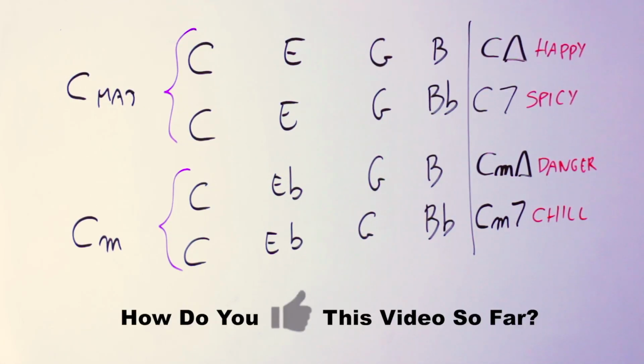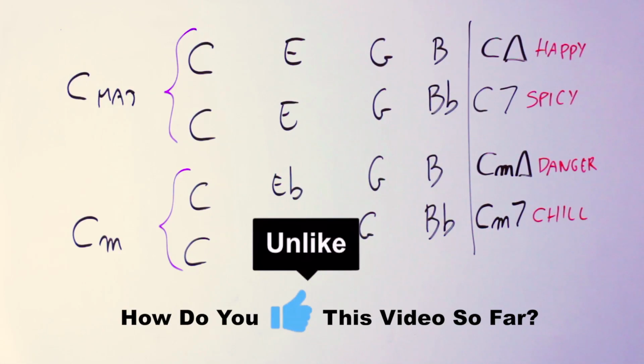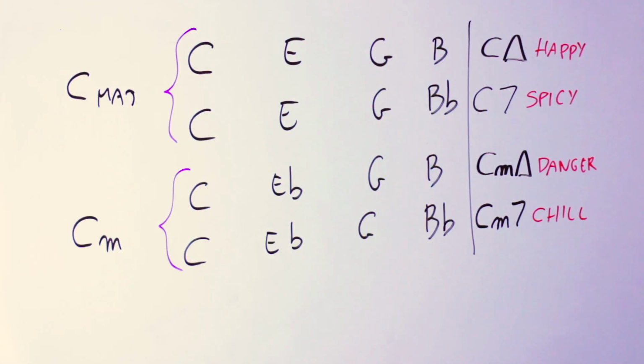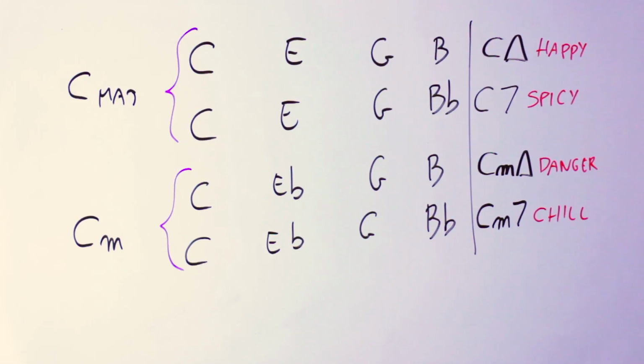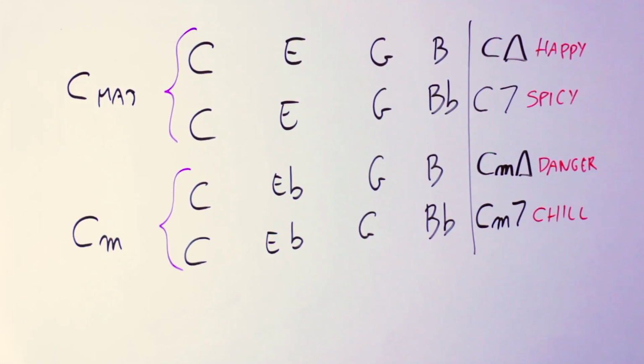Now, of course, happy, spicy, danger, and chill are just my descriptions of the chords. You can use completely different words as long as they make sense to you. In a moment, we're going to see also how to play those chords on the guitar.